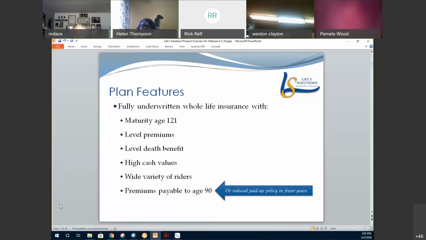It's a whole life contract, so it's level premiums, level death benefit. Rates can't go up on you. Death benefit can't go down. High cash values, and we'll spend some time talking about that. That plays a key role in this product with a variety of riders. So you really have an opportunity to use this product with just an awful lot of value. Now, premiums are payable to age 90, but one of the nice things we've done is we've set it up so we can pay it in a much shorter time period, and we'll spend a little time talking about that.